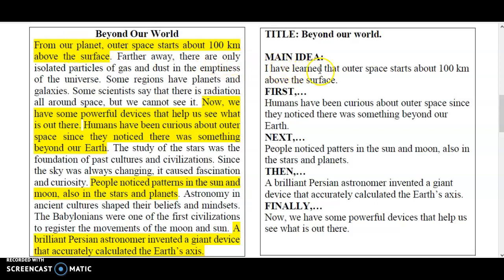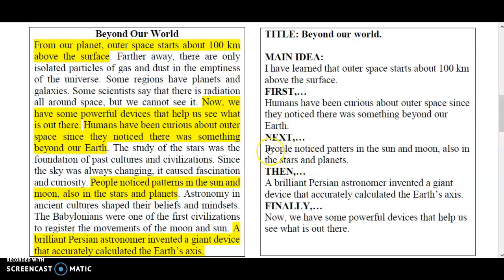So I have learned that outer space starts about 100 kilometers above the surface. Look, I have learned that. Next, you got the first sentence. This one. This is the first sentence. Humans have been curious about outer space since they noticed there was something beyond our Earth.